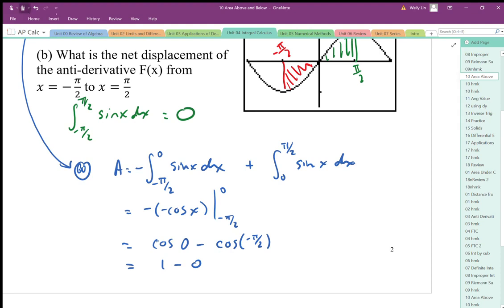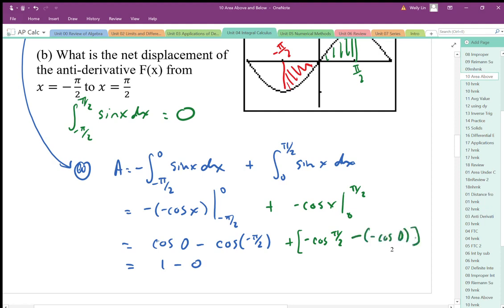Now, if we do the other part, we should also see that we get an area of 1. They should be the same. So we end up with negative cosine x from 0 to pi over 2. That becomes negative cosine of pi over 2, or cosine of pi over 2 is 0, minus negative cosine of 0. Well, cosine of 0 is 1. So we get plus 0, plus, minus minus, or plus 1. So we end up with 0 plus 1. Okay, so there it is.